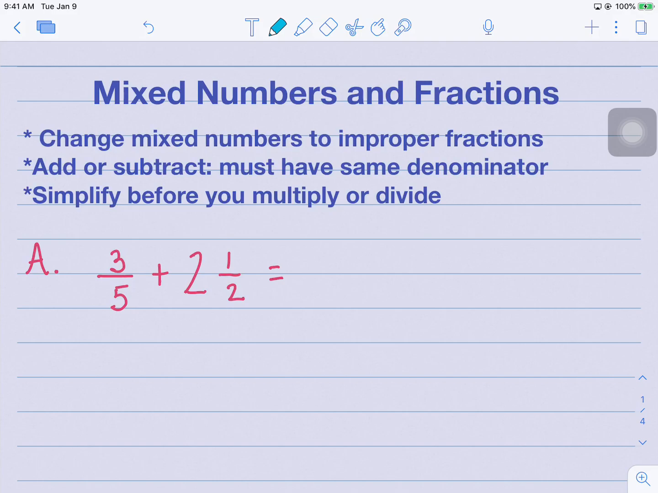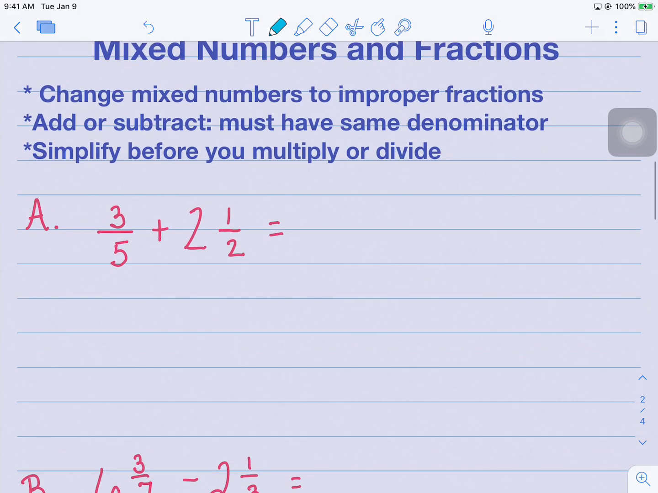Remember, when you add or subtract fractions, they must have the same denominator. They have to have like denominators to add or subtract. And before you multiply or divide, it's best to always simplify. So let's look at option 1 here, example 1. So we have 3/5 plus 2 1/2.